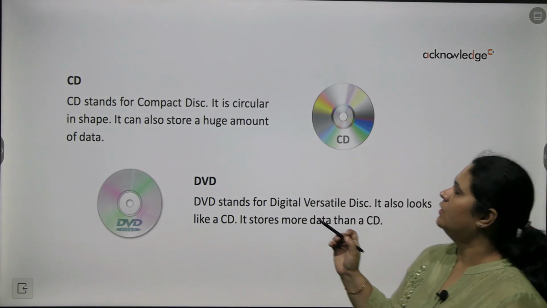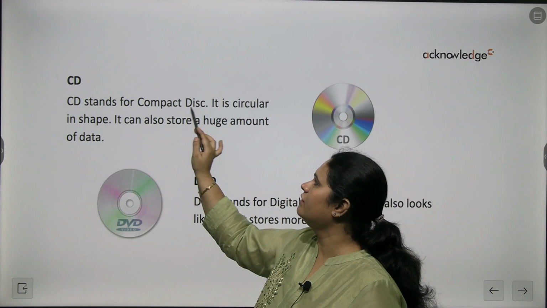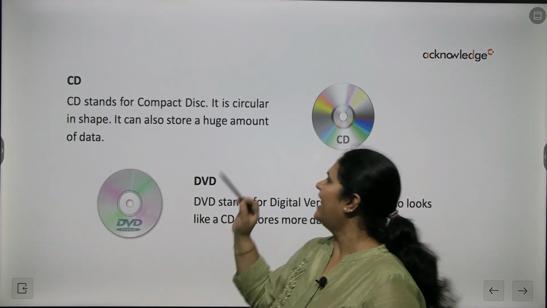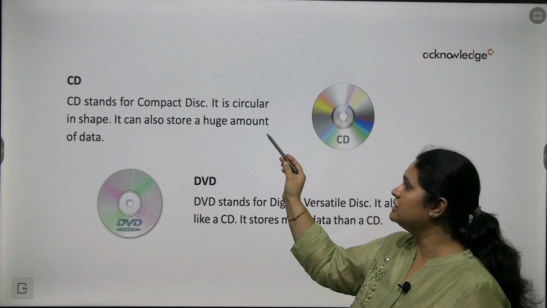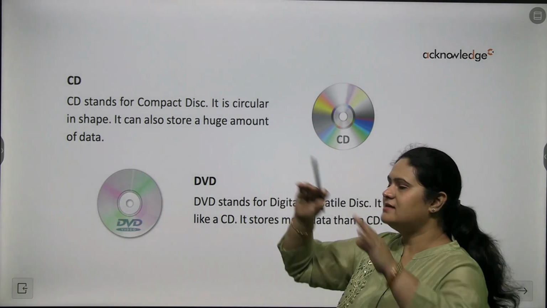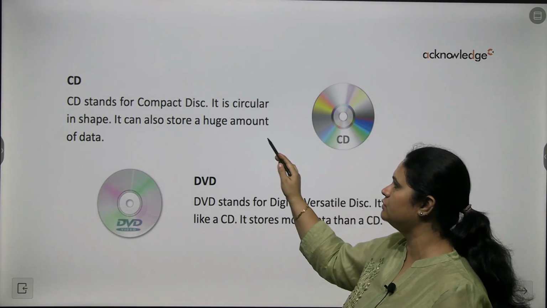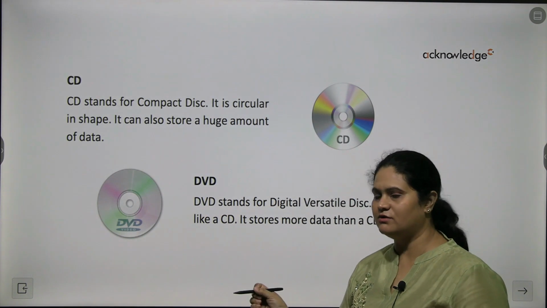Now let's see what is a CD. A CD stands for compact disc. And what is its use? It is used to store huge amount of data. It is circular in shape and it is used to store huge amount of data.